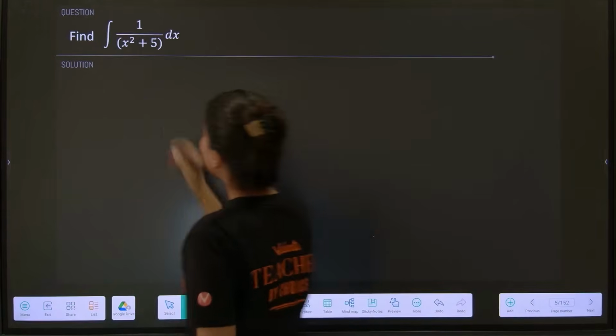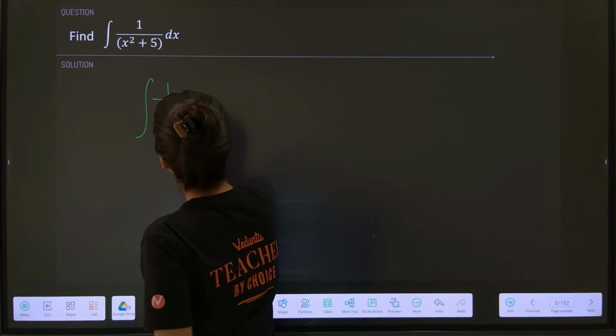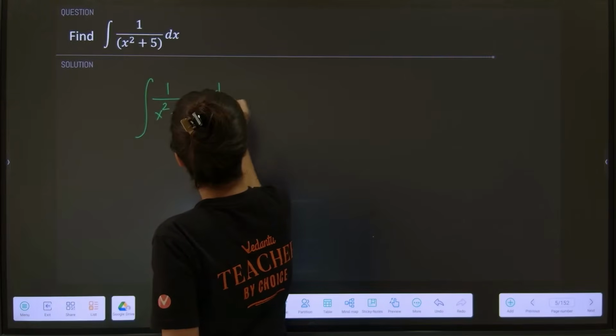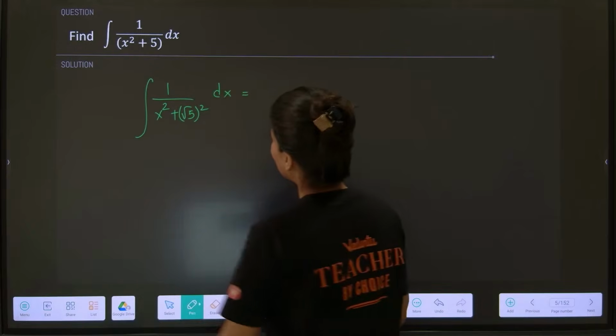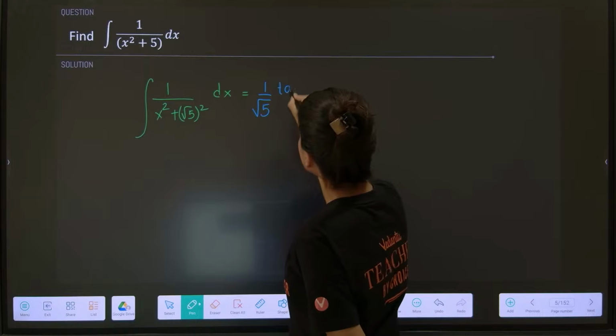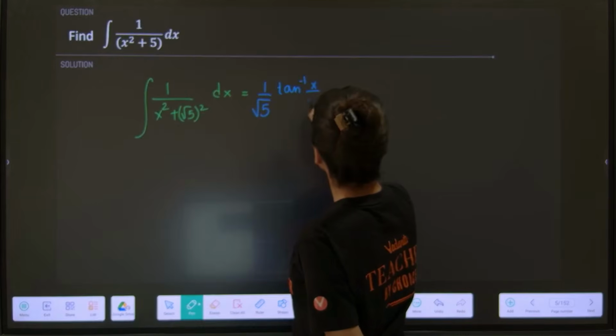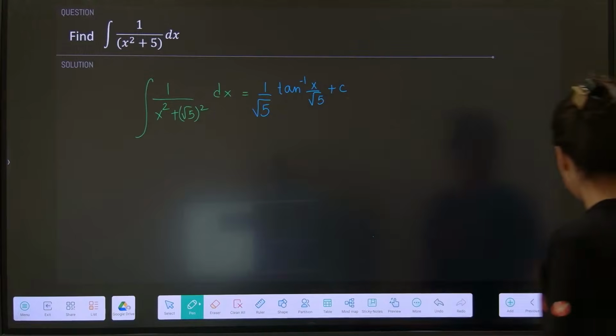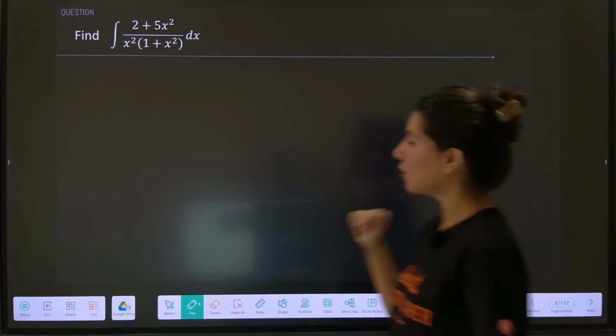Okay. So integration of 1 upon x square plus root 5 whole square dx. Now you know the formula, 1 by root 5 tan inverse x by root 5 plus c. Easy? Yes. Now solve this.